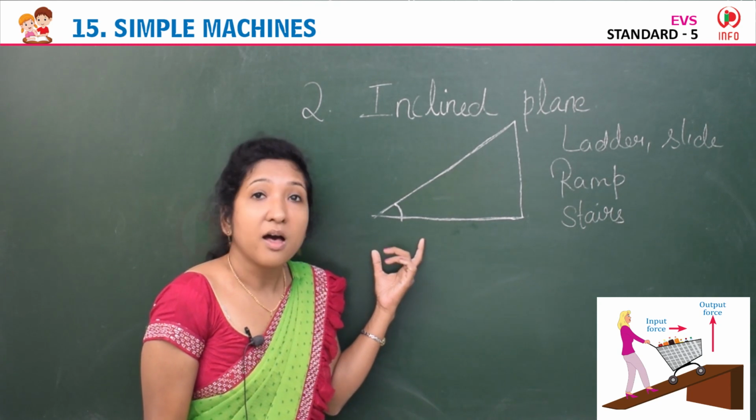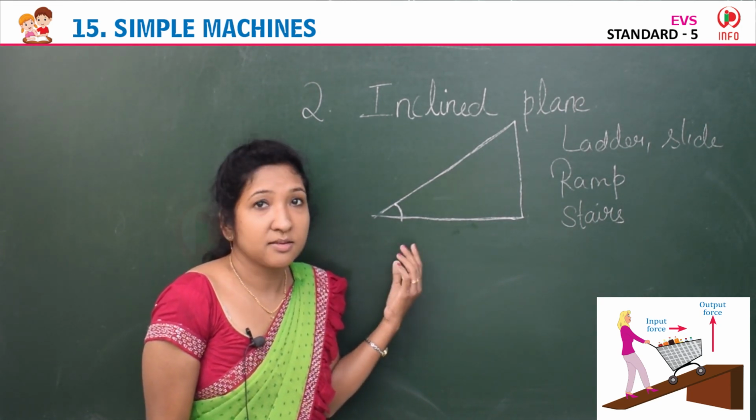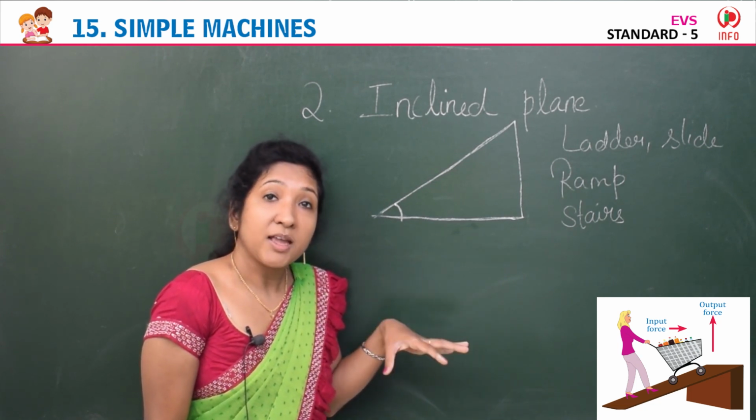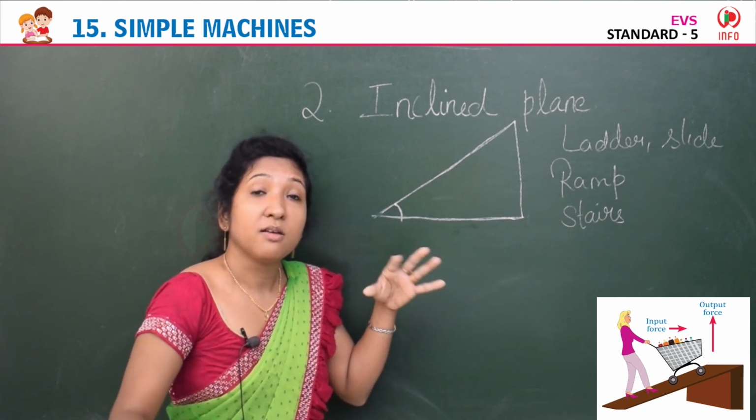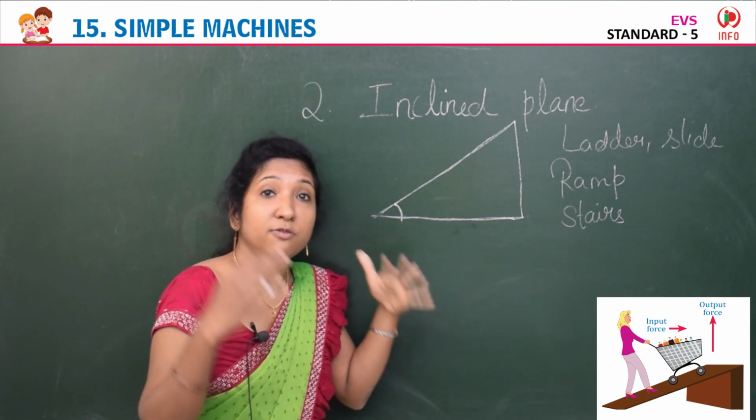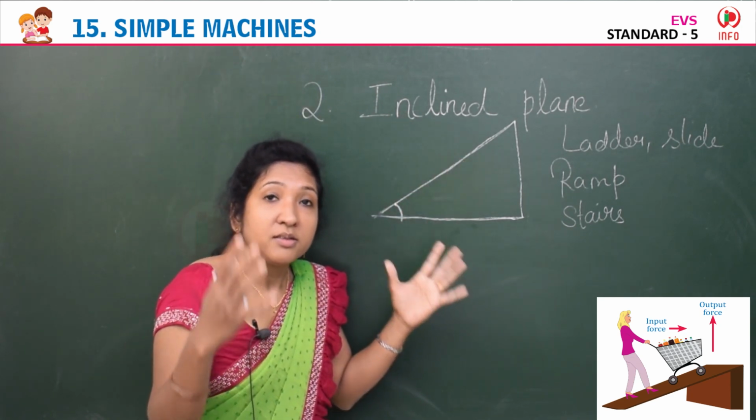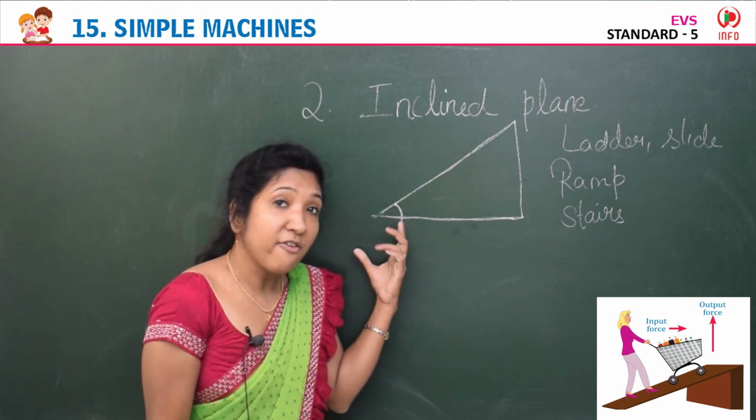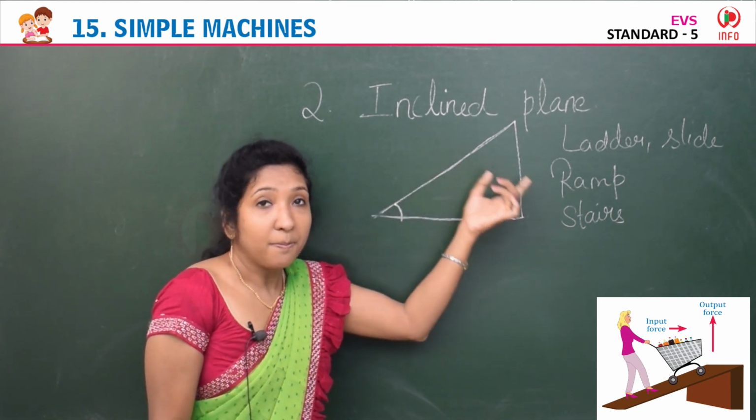So, it is used to lift heavy objects, or it will make our work easier by lowering the load. That is the use of a simple machine. With less effort, with less force, we are able to do more work. That is called simple machines, and we are learning about types of simple machine. This is the second type, inclined plane.